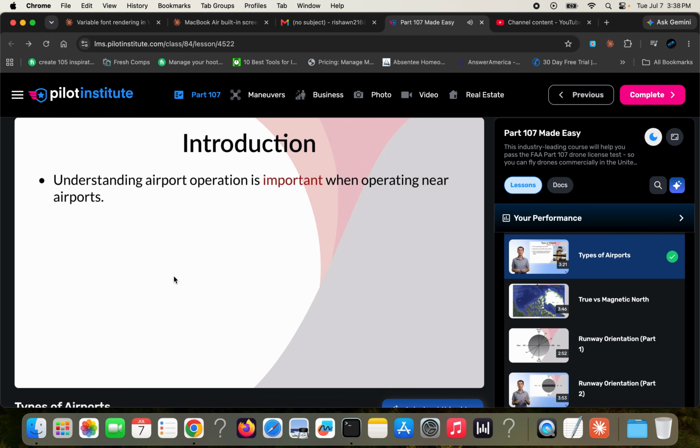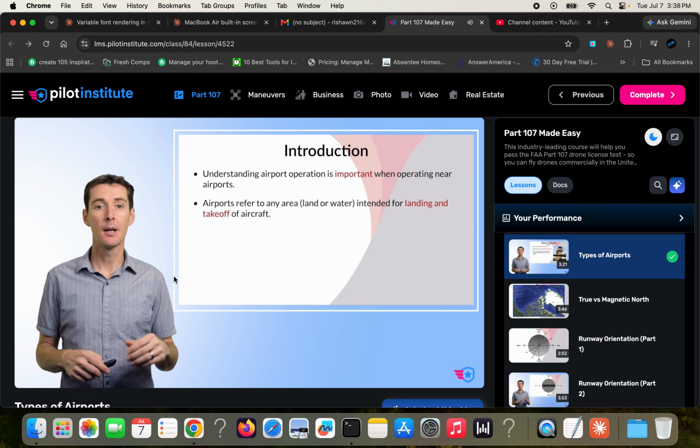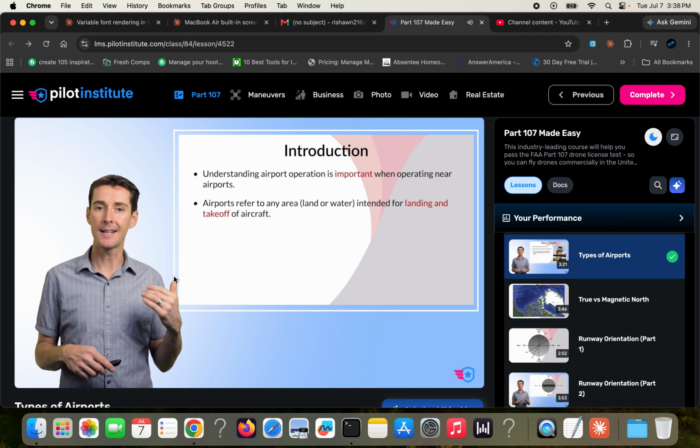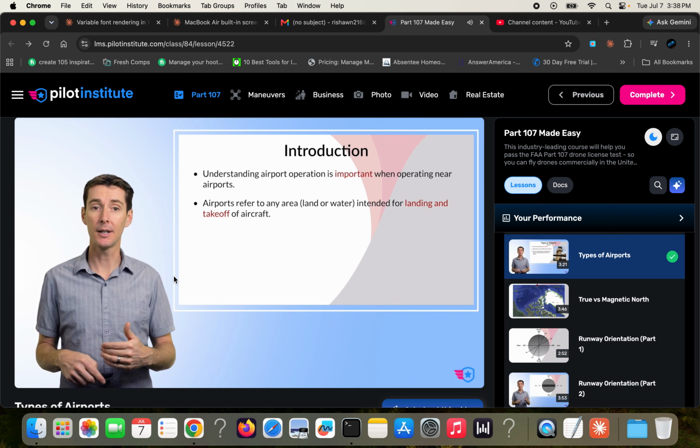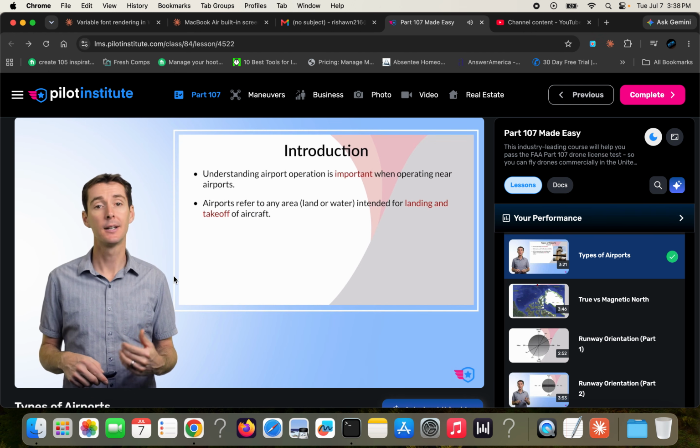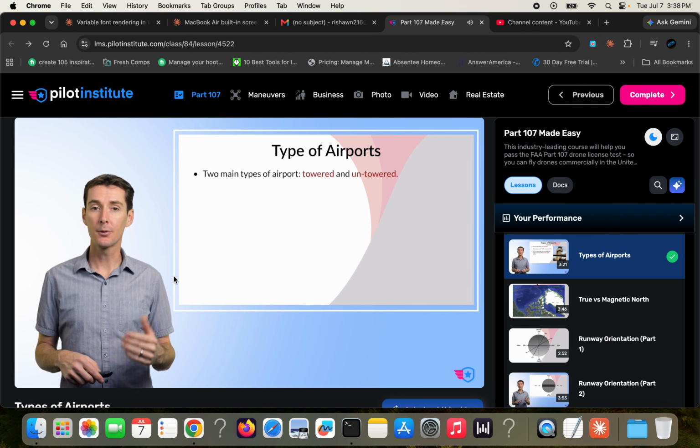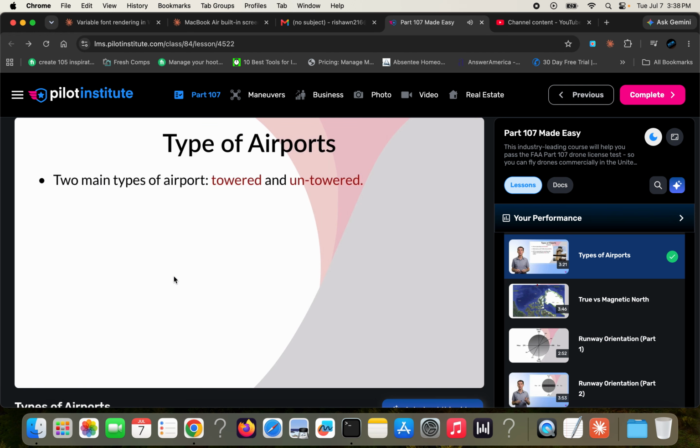The reason why we go over all of this is because it's important for you to understand what the operations look like near an airport in case you're going to be flying near an airport. Now, an airport refers to any area that is intended for landing or for takeoff of aircraft. There are different types of airports. The first one is towered airport and untowered airport. That's the general classification that we use, and we'll go over each of these in a second in more detail, talking about what towered means, what untowered means.